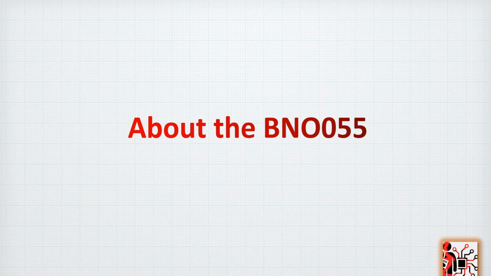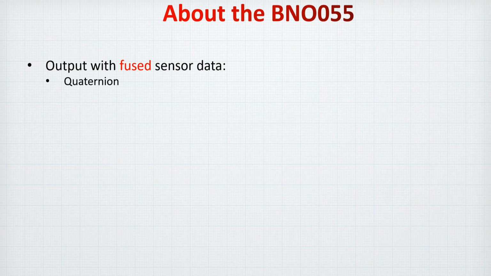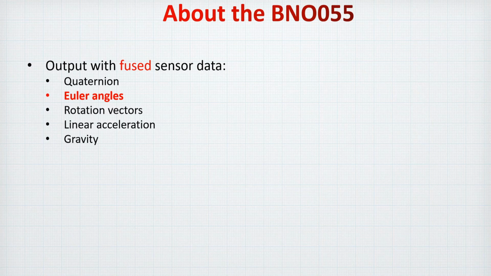Okay, so about the BNO. The BNO is made by Bosch, and it has fused sensor data. Please keep fused in mind, because it's very important information. It can give you an output of quaternion, Euler angle, which is what we would like, the rotation vectors, linear acceleration, and also the gravity, which is really fantastic. Also, you can have the headings too, which is related to the compass of the data.